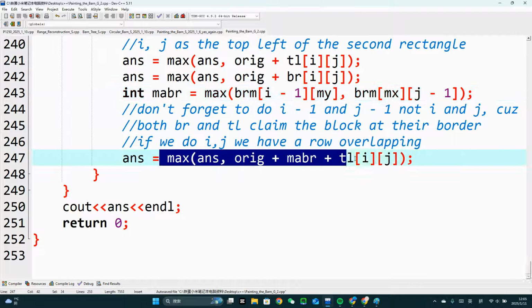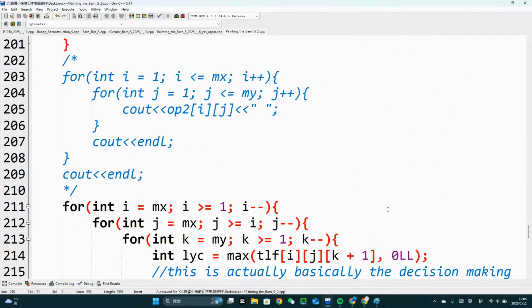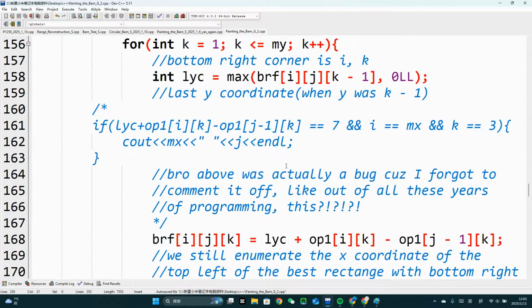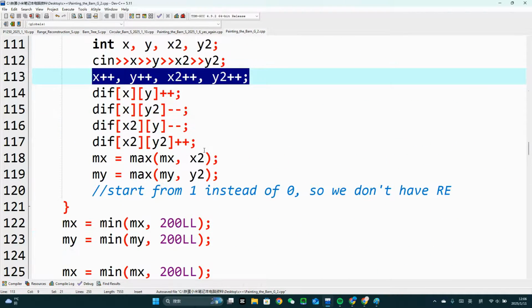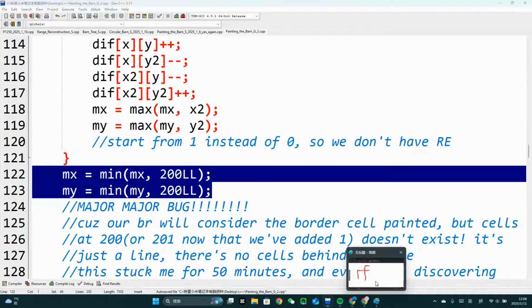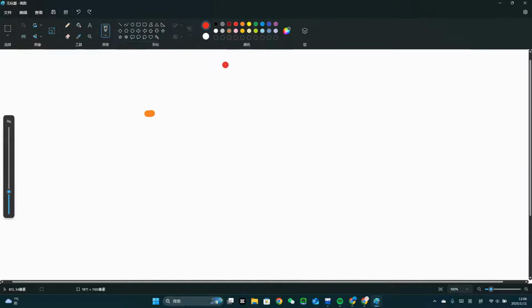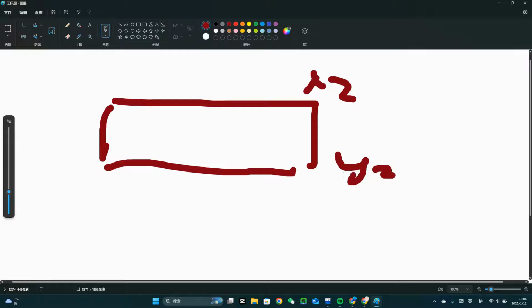And finally, we output the optimal answer. However, there's one bug that I made that cost me like 50 some minutes. Since now, to avoid negative array subscript, we did x plus plus and y plus plus, we actually have a problem because, as we have discussed in the last silver problem, when we paint a rectangle like this, the last row x2 and the last column y2 are actually not painted. They only go to x2 minus 1 and y2 minus 1.